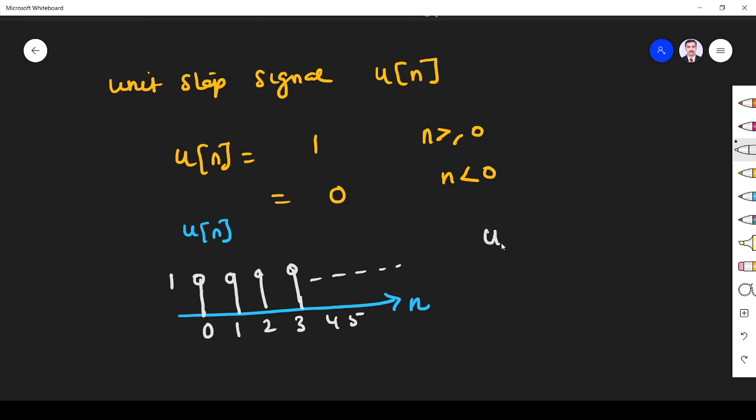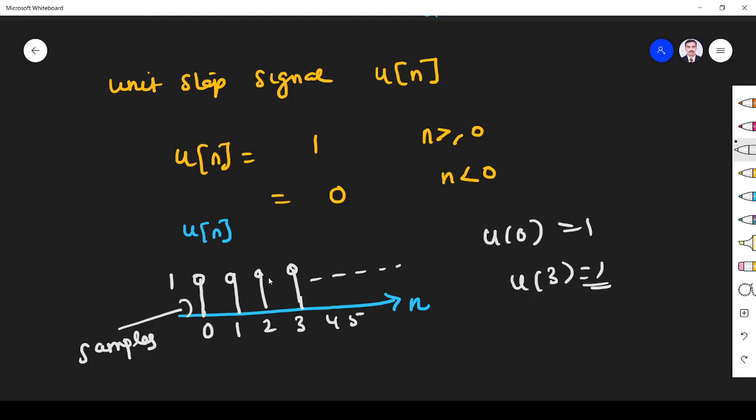What is the value of u of 0? u of 0 is nothing but the value of the signal u of n at n is equal to 0. When n is equal to 0, the value is 1 only. Similarly, u of 3 is the value of this signal when n is equal to 3, and that is also 1. So like that we have to know. These are all called samples, individual samples. Every value is represented by a sample.